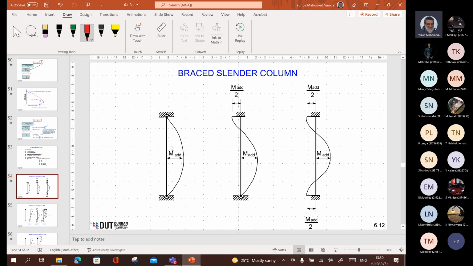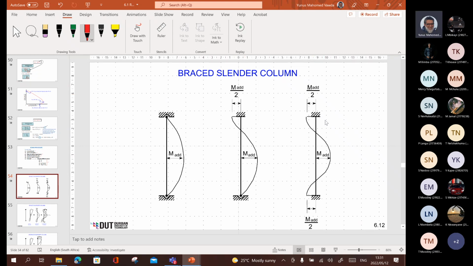Braced slender columns. If you've just got pinned at both ends, the M additional is just going to be in the center. Okay, if you've got a braced slender column, so it's braced, it's not going anywhere, but you've got fixity at one end. So you know from moment distribution that you've got a moment in the middle, the moment at the end is going to be like half the value. Well, not from here, but what I'm saying to you is we're saying that the effect in the middle, you're going to get half the effect at the ends, right?